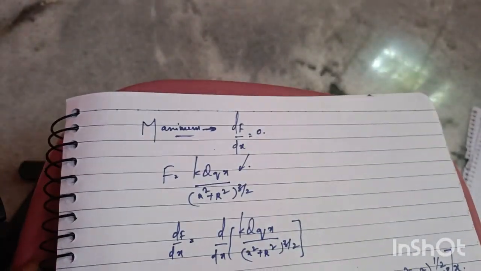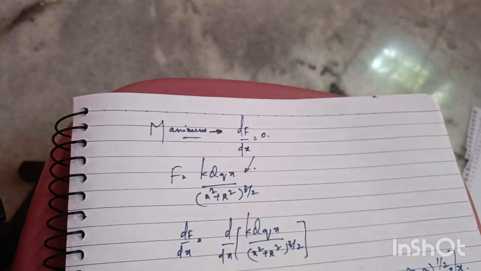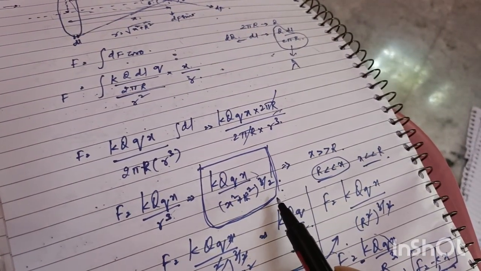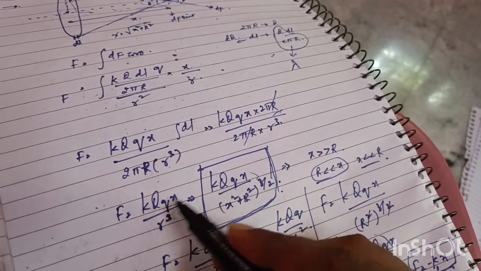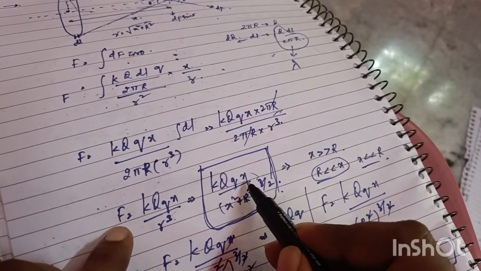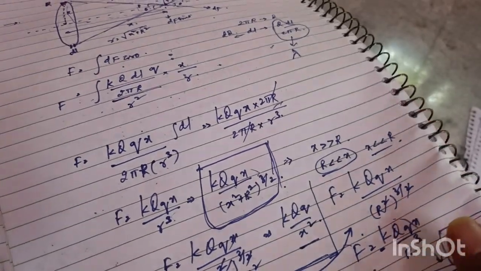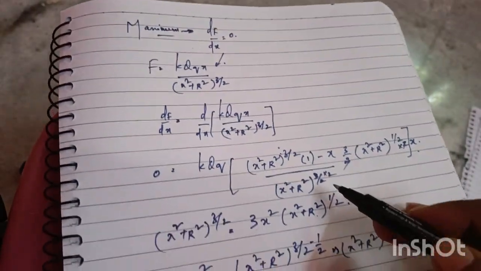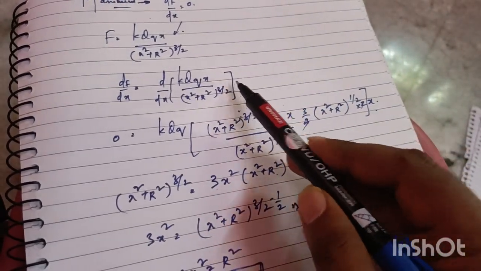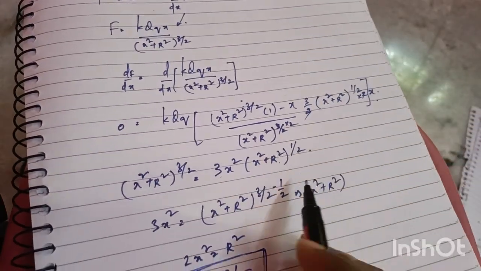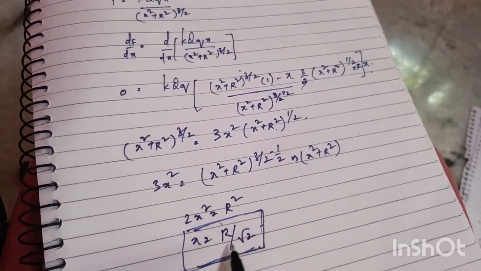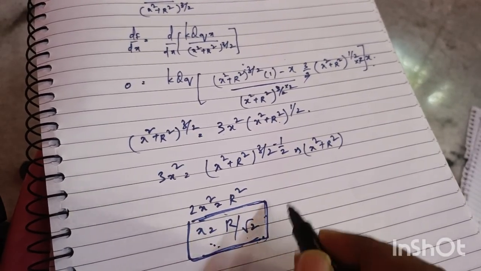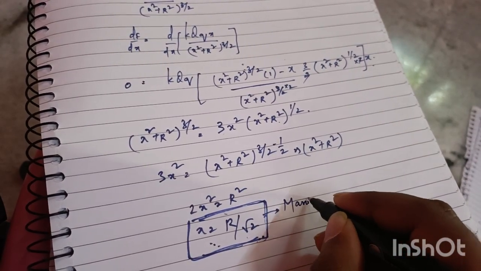So for the maximum, since force varies with distance, the force expression is k q x by (x square plus r square) whole power 3 by 2. I need the maximum force with respect to distance, so I differentiate with respect to x and equate it to 0. I just applied the u by v method, and then I got this. From here x is equal to r by root 2. So at a distance x equal to r by root 2, we will get maximum force.